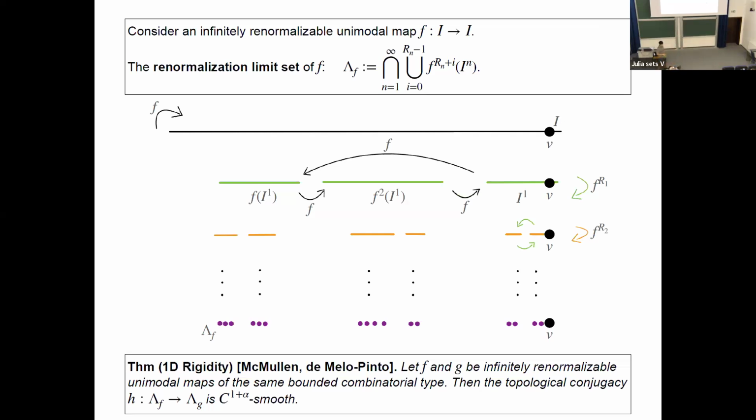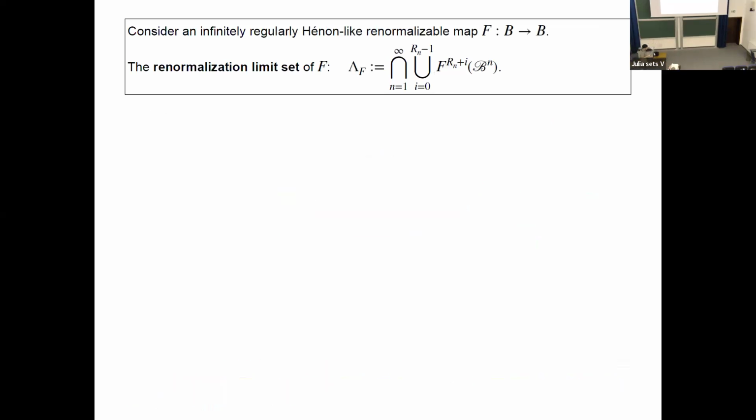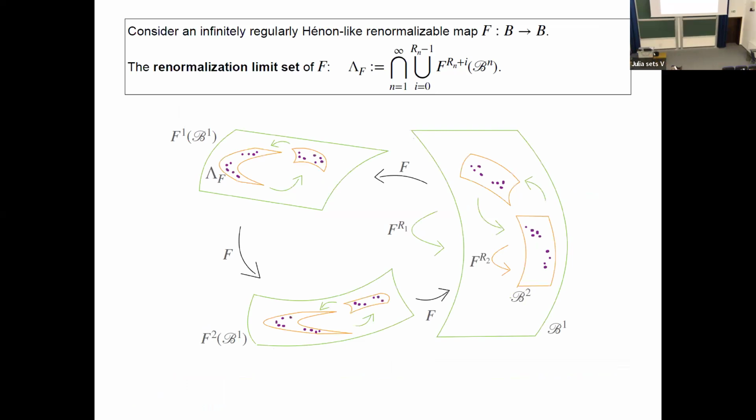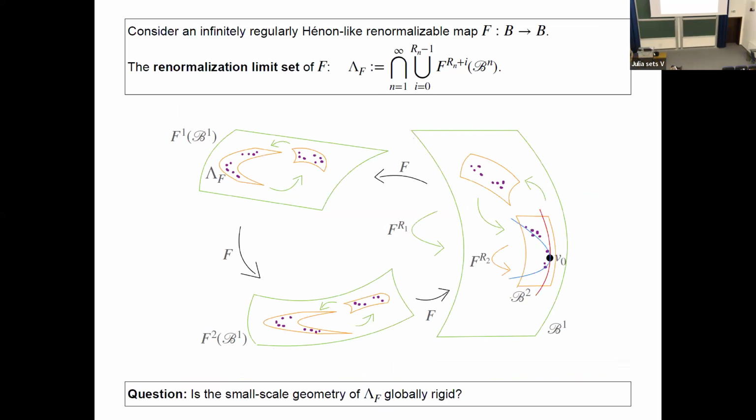So this is the situation in 1D. What you can do now is you can take a 2D map. You can ask the same question. If you take the full cycles of renormalization domains and you take their intersections, you get some kind of Cantor-like set, which is called the renormalization limit set of your 2D map. And then you can ask, well, is there some kind of small scale rigidity for the small scale geometry of this Cantor set?